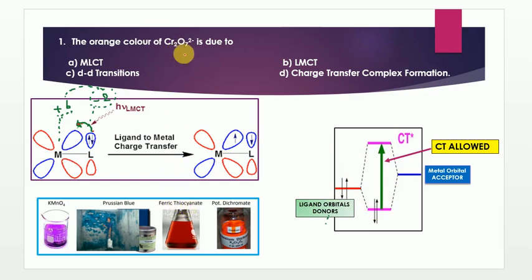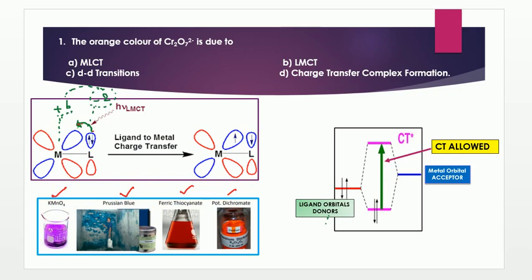Not only this, you can also see the reason for the intense blue color of Prussian blue, the ferric thiocyanate color, and the potassium dichromate and permanganate. All these show a very intense color because of this charge transfer spectrum.